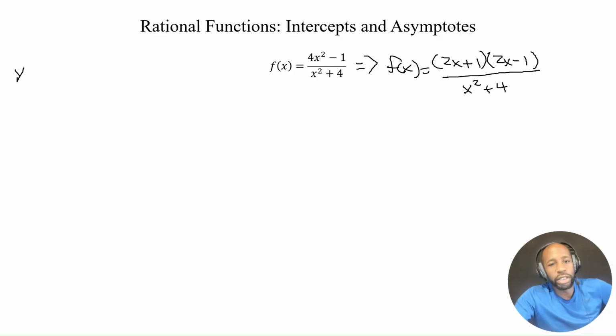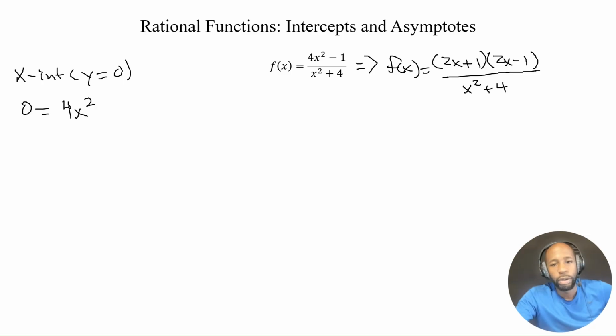All right, so the x-intercept. Remember, the x-intercept means y equals 0. So in place of f of x, we're going to put 0. In this case, I'm going to leave the numerator how it was because it's going to be a little easier that way. So 0 equals 4x squared minus 1 over x squared plus 4.